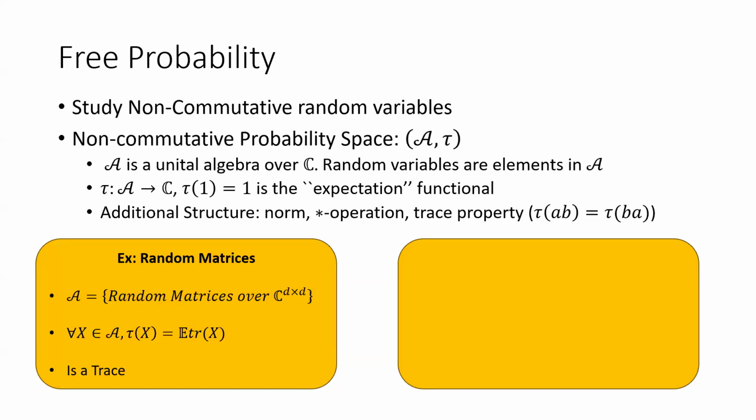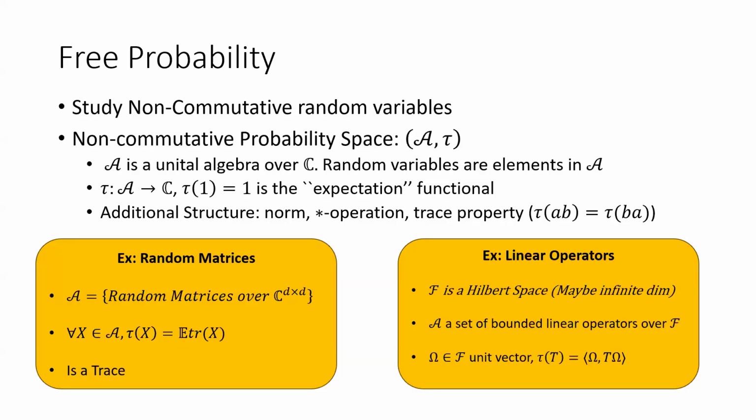I mentioned earlier that you can study random matrices this way. For example, we can take A to be the algebra of random matrices over the complex numbers, maybe with the constraint that they have bounded moments. Given a random matrix X, we define tau of X to be the expected trace of X. Here we see that indeed it satisfies the trace property. Moreover, you also have the star and norm operations on these kinds of things. Okay, so this is a more concrete example.